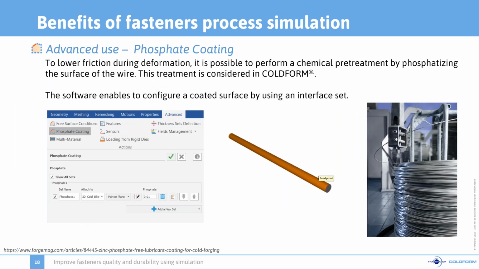Use of phosphatized steel reduces wear of the tools and the dies in practice. If your wire has been phosphatized, it is possible to take the phosphatization into account in the software while making the data setup. Here we see how to do it in the interface. You need to go to advanced, then phosphate coating, and define an interface set where the phosphatization will be defined. In this image, the surface in orange is the zone where we define the phosphatization, where the wire is considered as phosphatized.